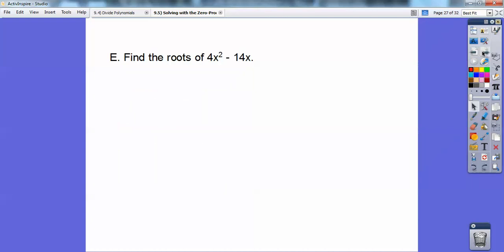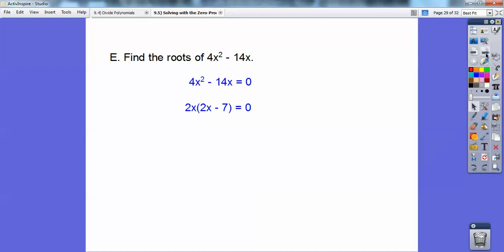Okay, find the roots. Finding the roots means set it equal to 0 and solving. Finding the roots is the exact same thing as setting it equal to 0 and solving. So go ahead and factor. I can pull a 2 out of both of those and an x out of both of those.